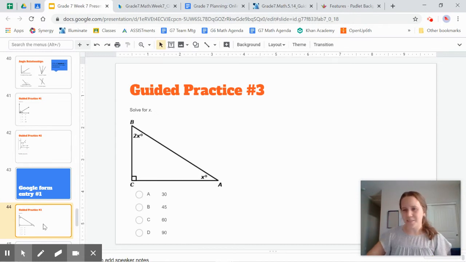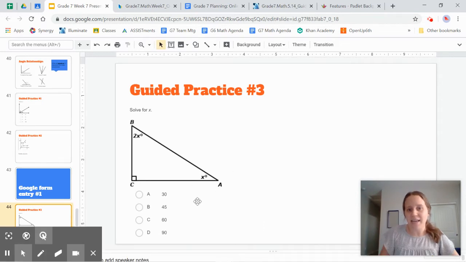I really want to work on this one a little bit more together, at least set it up together, because I want to give you a reminder I haven't given you already. Maybe you know this, maybe you remember it. This question has a right triangle in it, and it says solve for x. I can see that angle A has x degrees, angle B is 2x, and angle C is 90.